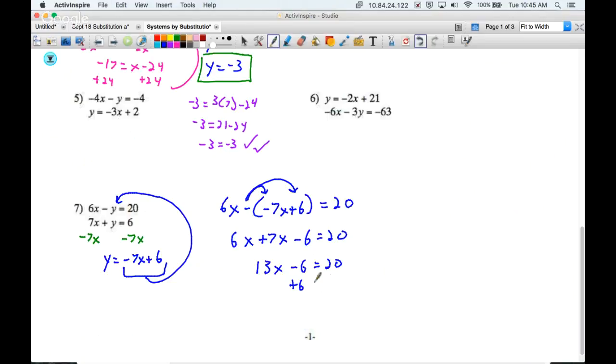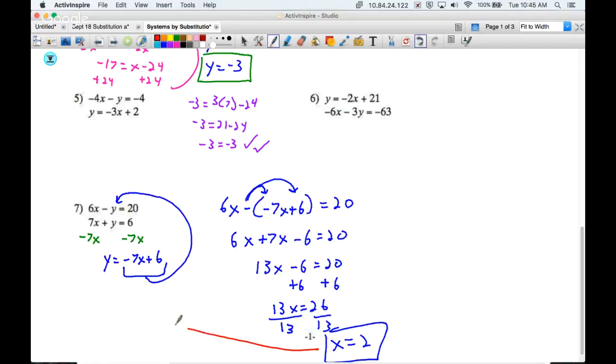Add 6 to both sides. 13x equals 26. Divide both sides by 13. We get x equals 2. It's half of our answer, but we're not done yet. Let's plug that into, I think actually a really good place to plug it in is this manipulated form here. It more directly solves for y.